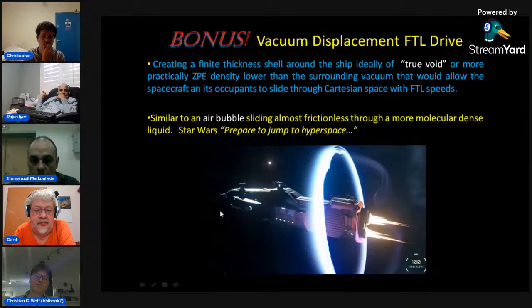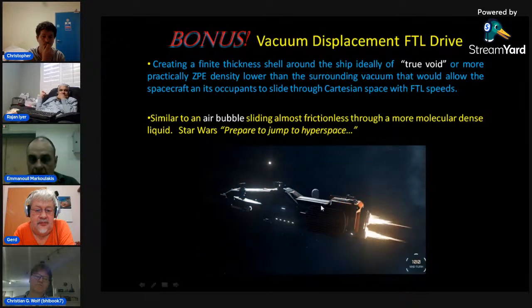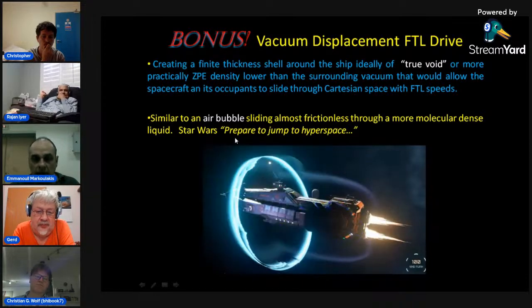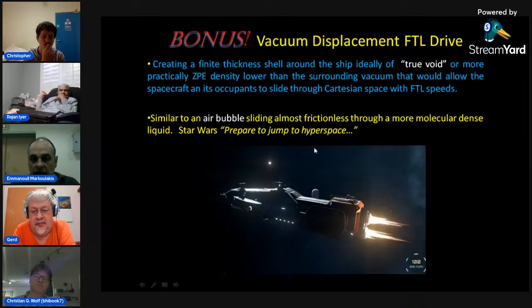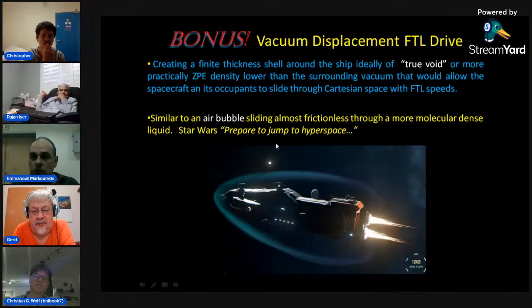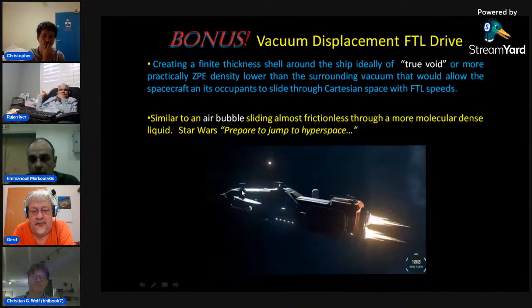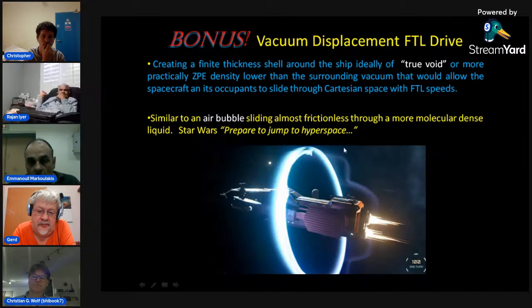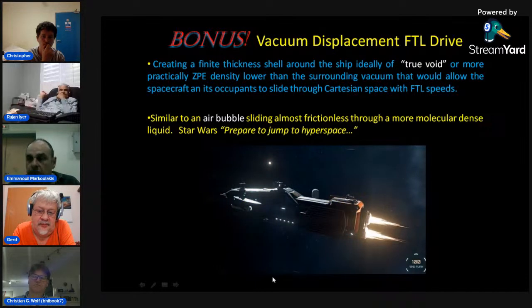Because if you're already in the bubble here, in the FTL, the vacuum displacement bubble, which is literally the phrase from Star Wars, "prepare to jump to hyperspace." And what is hyperspace? Hyperspace is actually this bubble of lower zero-point vacuum energy. So the problem now is how you decelerate, because now you're isolated from the inertia of the surrounding space.